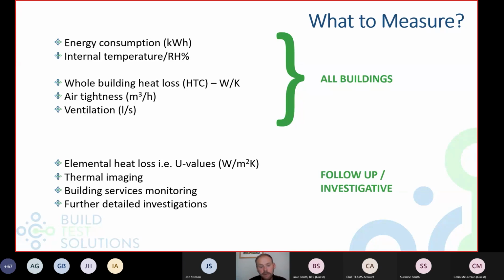And then if there is a difference, I think there are several follow-up or investigative steps to follow afterwards. So maybe measuring elemental heat loss, U values: do the walls, floor, roof perform as we expect? Could that be the reason? Is there a difference there which causes the difference in the whole building heat loss rates? Thermal imaging to find particular areas where there's a problem. And then building services monitoring, really key for heat pumps as well. Are we delivering the efficiency that we expect out of the systems?